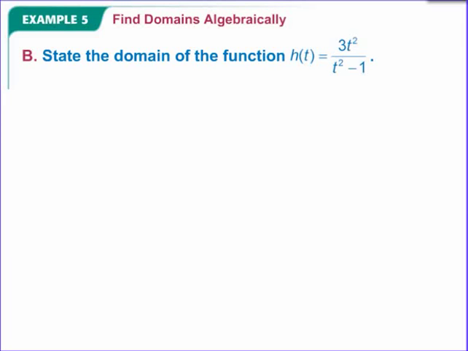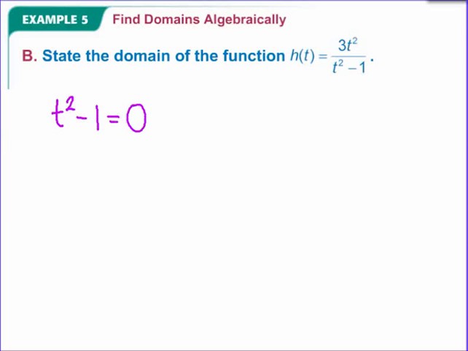All right, so we're going to go ahead and find the domain of the following. So if you notice here, I have a fraction. What was I going to do when I had a fraction? Set the denominator equal to 0. So t squared minus 1 equals 0. I need to solve that for t.